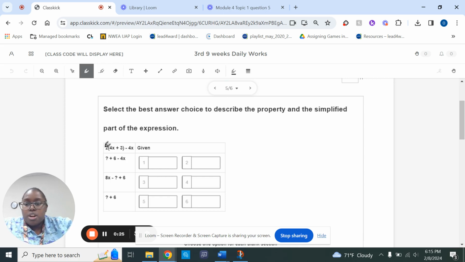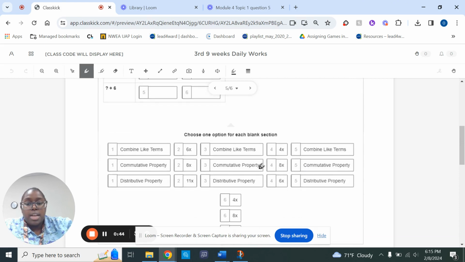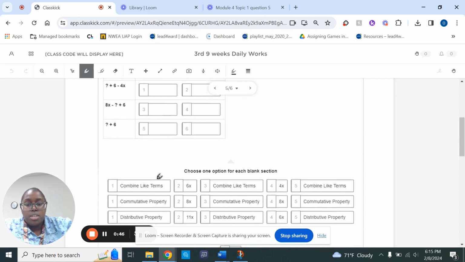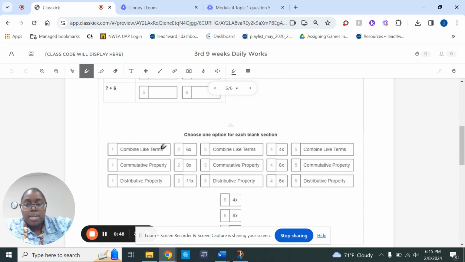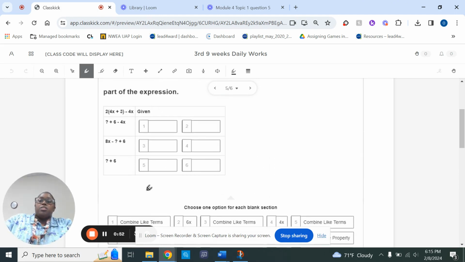So we started off with 2 times the quantity of 4x plus 3 minus 4x. That is what was given to us. Nothing has been officially changed yet. Now, going below, we see question mark plus 6 minus 4x. So looking at my options for number 1, it's either going to be combined like terms, commutative property, or distributive property. So let's see what's happening.